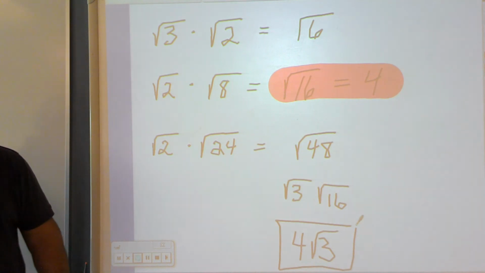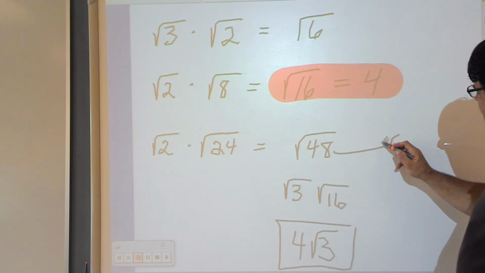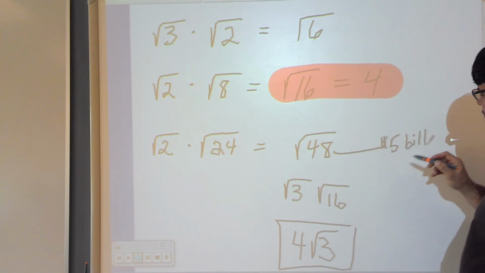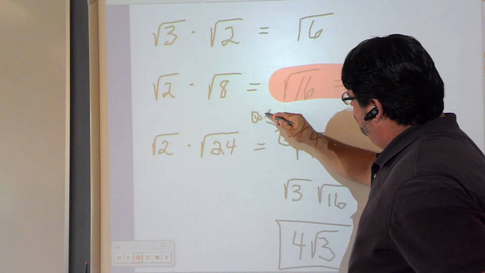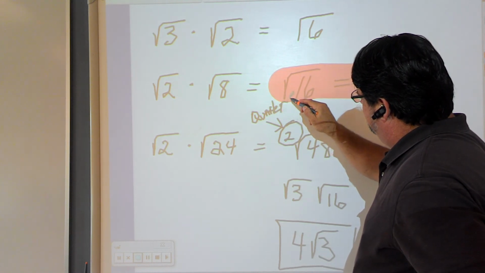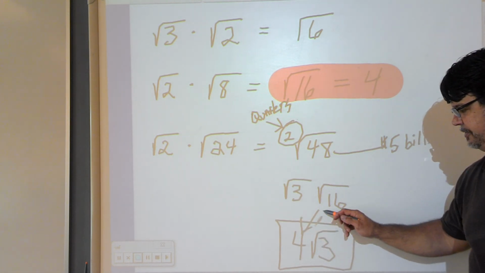Y'all know what this is? This is a $5 bill. And this says you got to have what? Quarters. The square root tells you, okay, 48's fine. But that ain't what I want it in. I want it in quarters. I want it in squares, perfect squares. So in your final answer, where did the 4 come from? Because that's the square root of 16. You always put that out front.